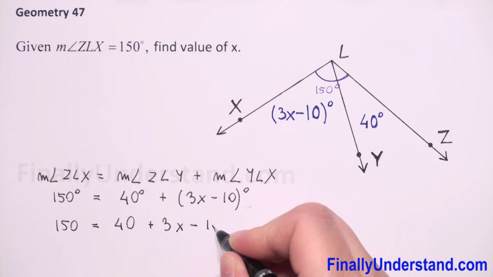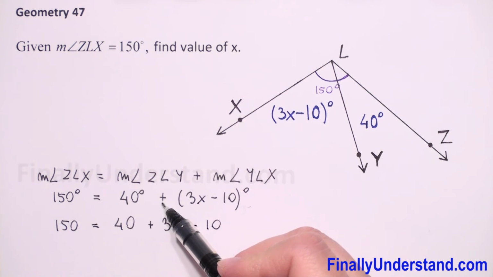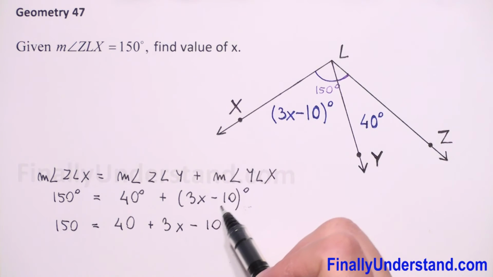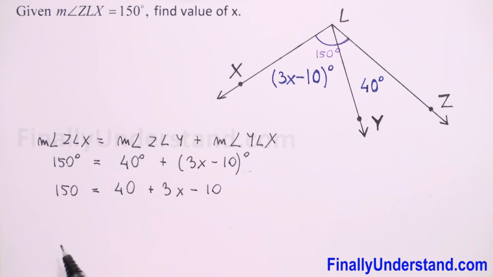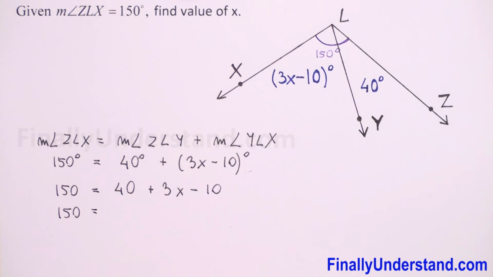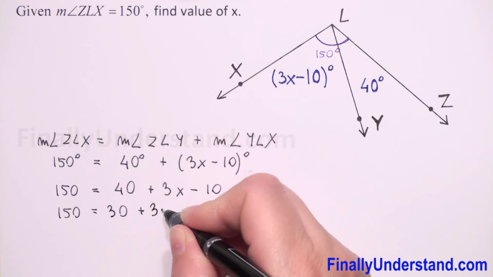3x minus 10. I just take down this parenthesis, and because we have a positive sign before the parenthesis, the sign inside the parenthesis stays the same. So we have 150 is equal to 40 minus 10, which is 30, plus 3x.